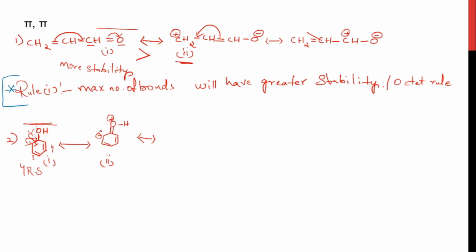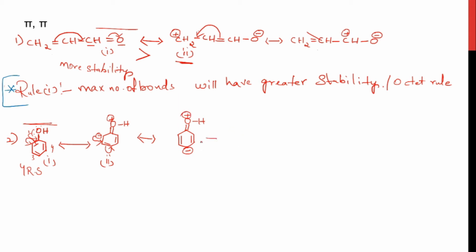And the third resonating structure would be, now this negative charge would shift sideways, and this particular pi bond will shift towards the para position. Okay, this has shifted towards the para position. This is the new pi bond which has been formed due to resonance. Okay, oxygen is still positively charged.